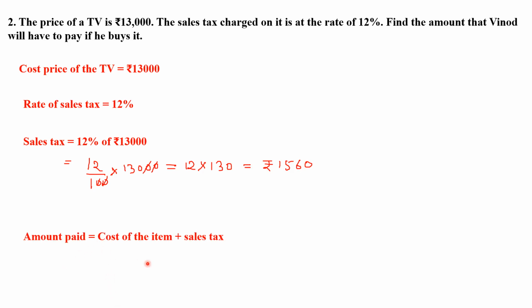So the amount paid will be cost of the item plus sales tax. So cost of the TV is 13,000. In that you have to add sales tax, which is 1560 rupees. So if you are going to add it, it will be 13,000 plus 1560 rupees, and which will give you 14,560 rupees. So he has to pay 14,560 rupees to buy the TV.